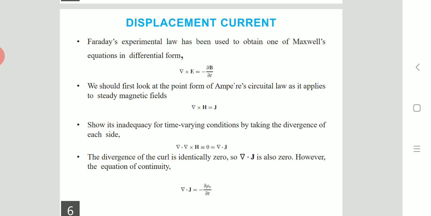However, the equation of continuity, as we already know, says that del dot J is equal to minus dou rho V by dou T.